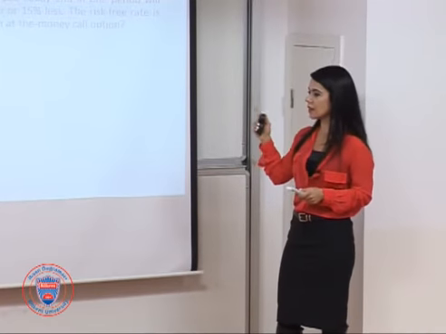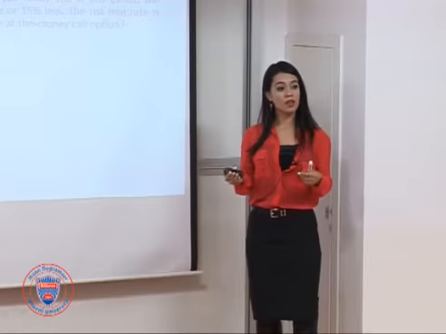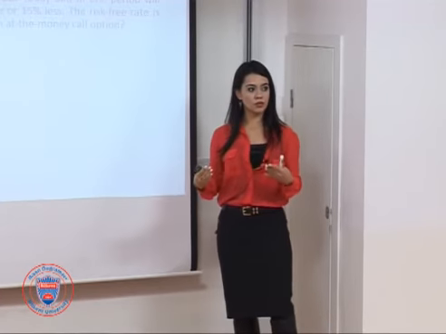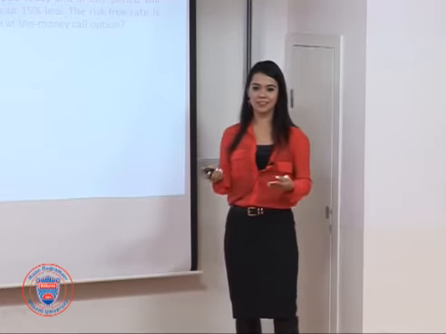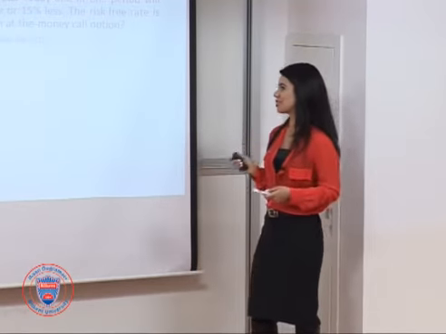So let's look at the same example. The stock is worth $25 today. In one period, it will either be $28.75 or $21.25, if I remember correctly. The risk-free rate is 5%. What is the value of the call option? We already calculated it, and we found it to be 2.38. But let's see whether we're going to find the same thing using the risk-neutral approach. And surprise, surprise, they're going to be the same, of course. But I need to show it to you.